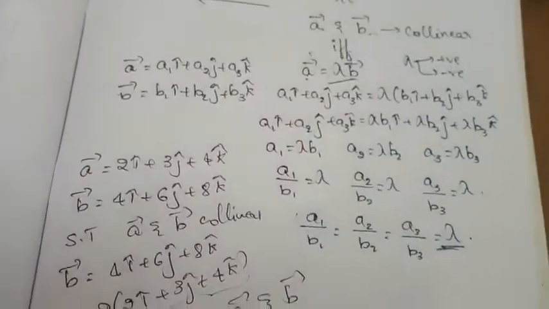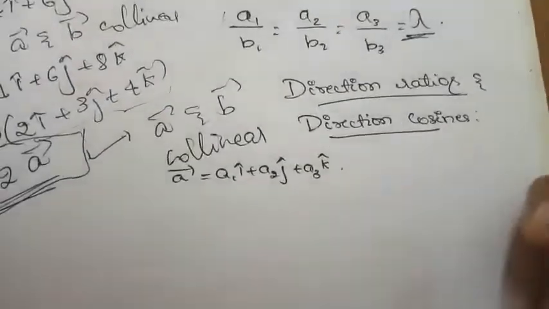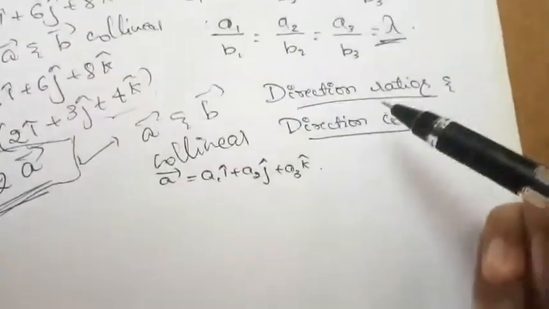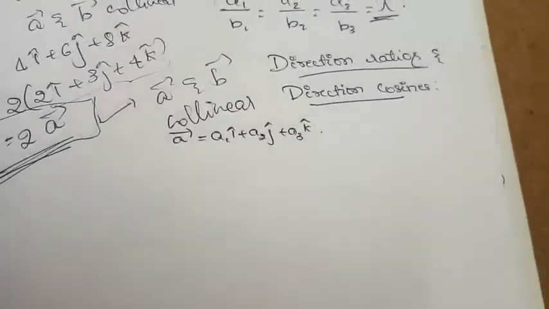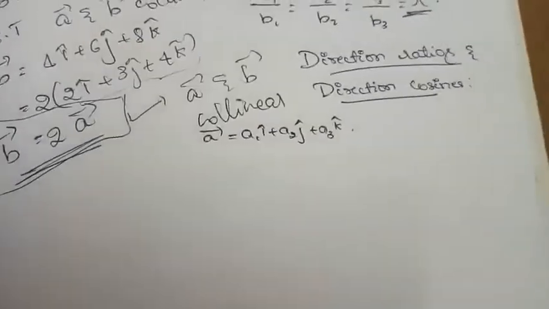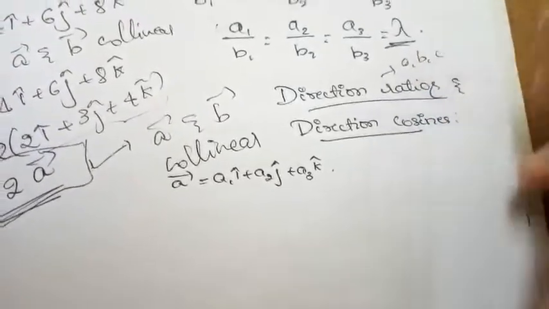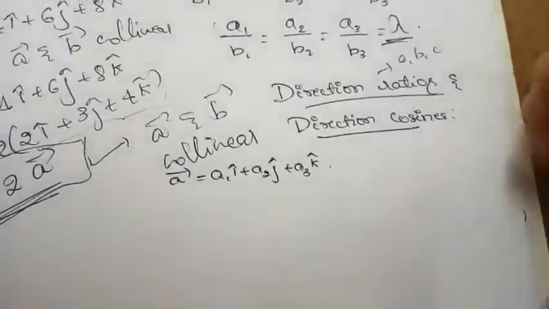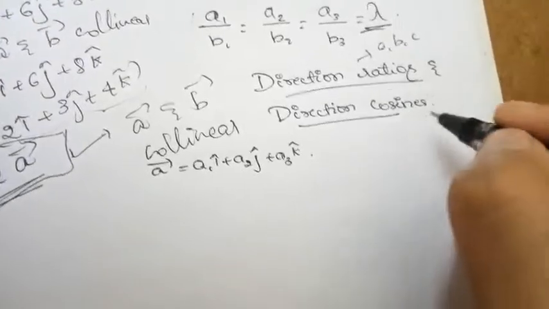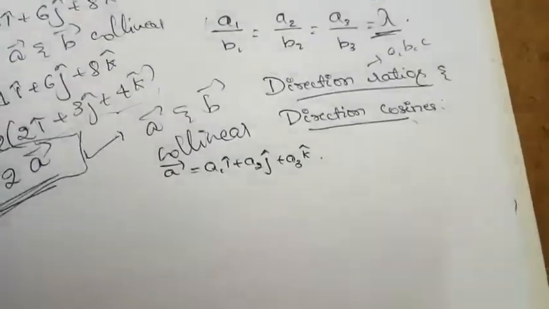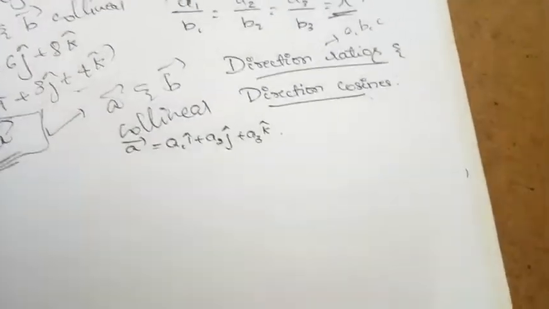Now let us go with the concept of direction ratios and direction cosines. In the previous concept, I said that direction ratios are nothing but a, b, c, which are the components of the vectors, and the direction cosines are l, m, n. How are we going to find those l, m, and n?